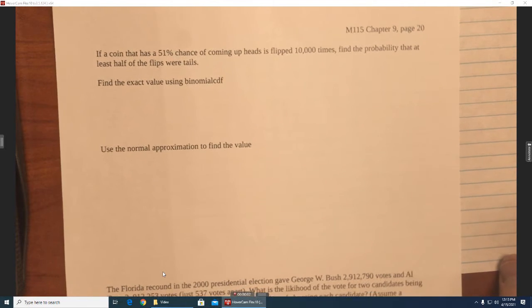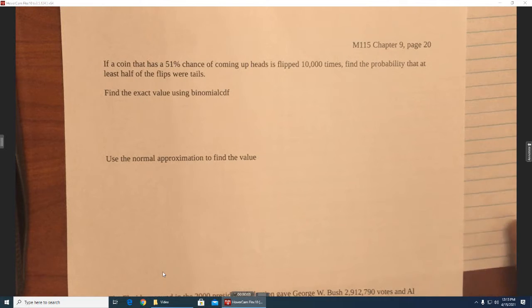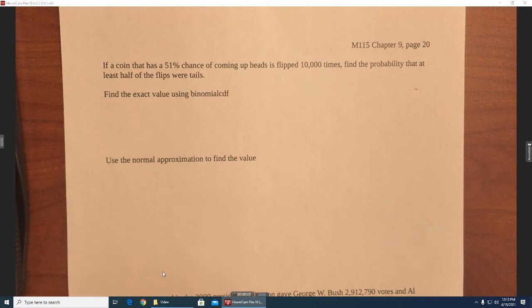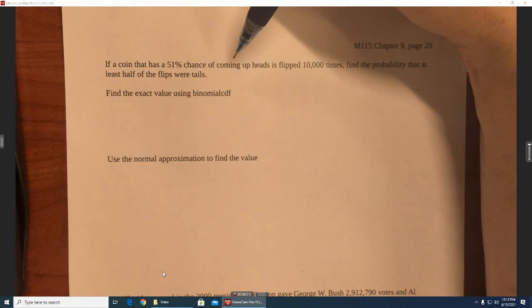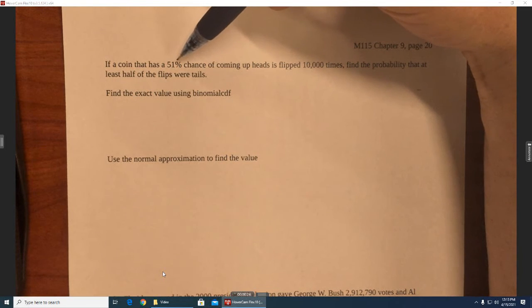All right, so let's do some examples. If a coin has a 51% chance of coming up heads and is flipped 10,000 times, find the probability that at least half the coin flips were tails. So you look at this and you say, okay, we have a 51% chance of coming up heads. I don't think that's necessarily an unlikely thing for a coin.